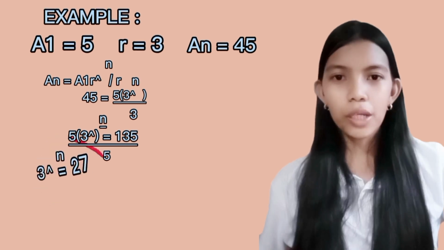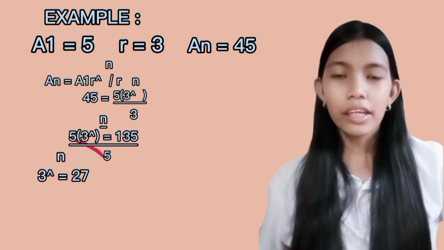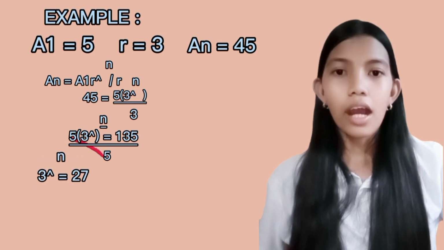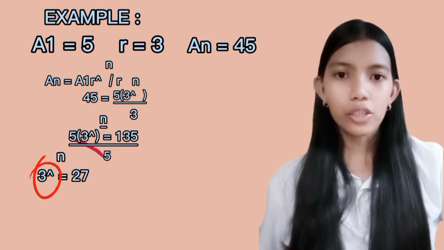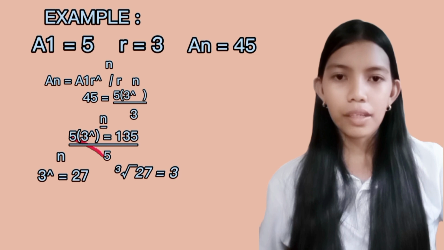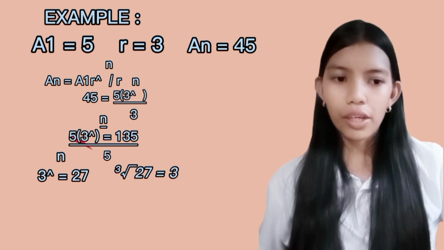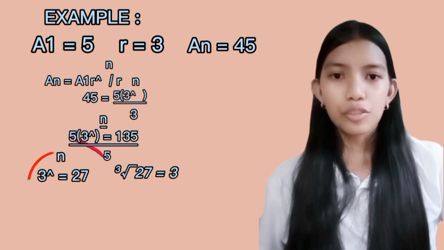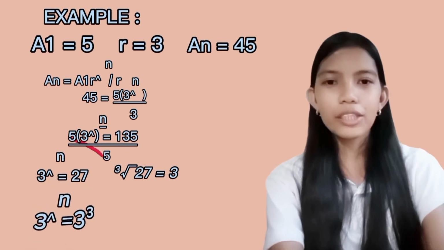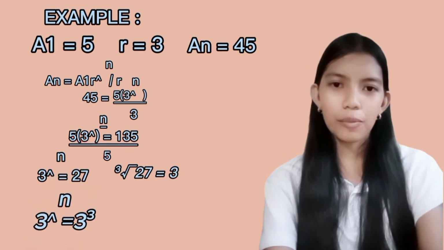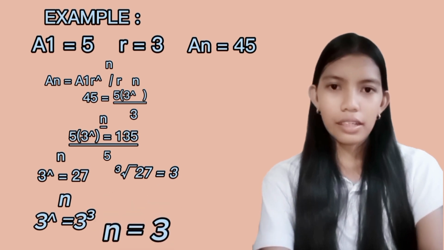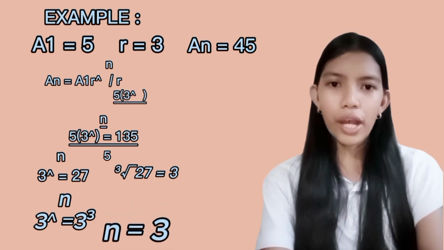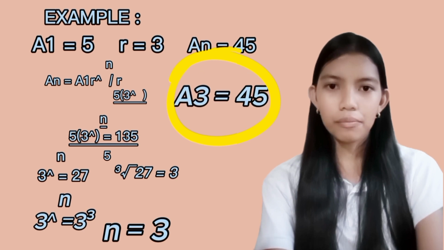We have the equation 3 raised to n is equals to 27. Our base here is 3, so we need to find the cube root of 27. The cube root of 27 is 3. Our new equation is 3 raised to n is equals to 3 raised to 3. So our n is 3. The position of the 45 is a sub 3.